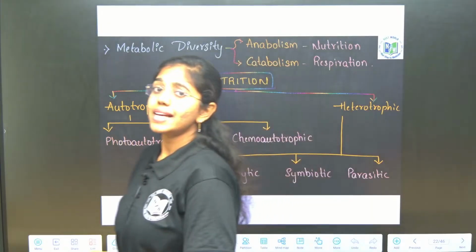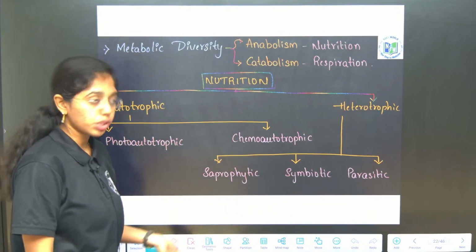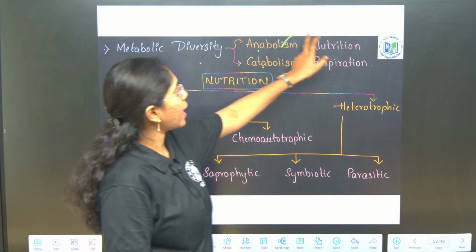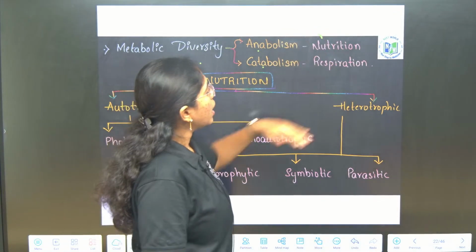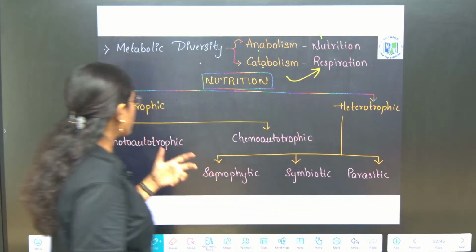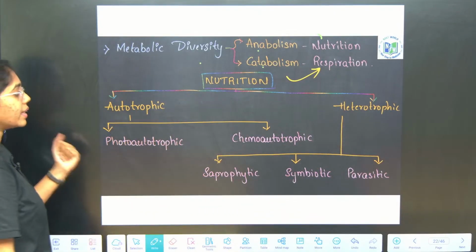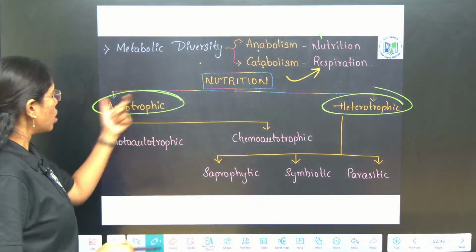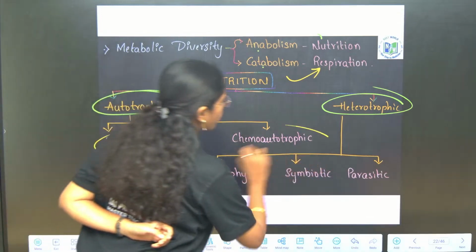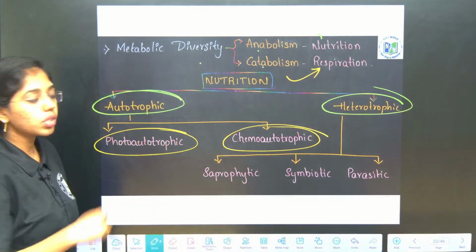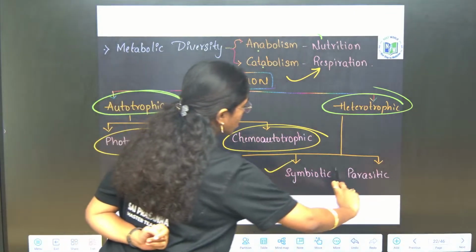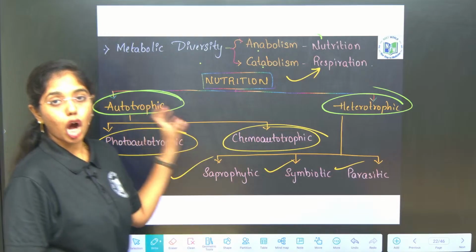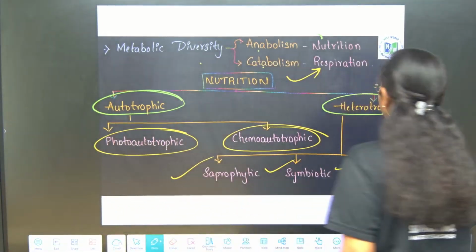And then metabolic diversity. Metabolic diversity is maximum in Eubacteria, as we have discussed already. Metabolic diversity includes both anabolism and catabolism. Under anabolism, we will discuss nutrition; under catabolism, respiration. As we have discussed already about nutritional diversity, there are both autotrophic and heterotrophic modes of nutrition. Autotrophic is again photoautotrophic and chemoautotrophic. Heterotrophic has 3 subtypes: saprophytic, symbiotic and parasitic. Let us exercise all the modes of nutrition with examples.